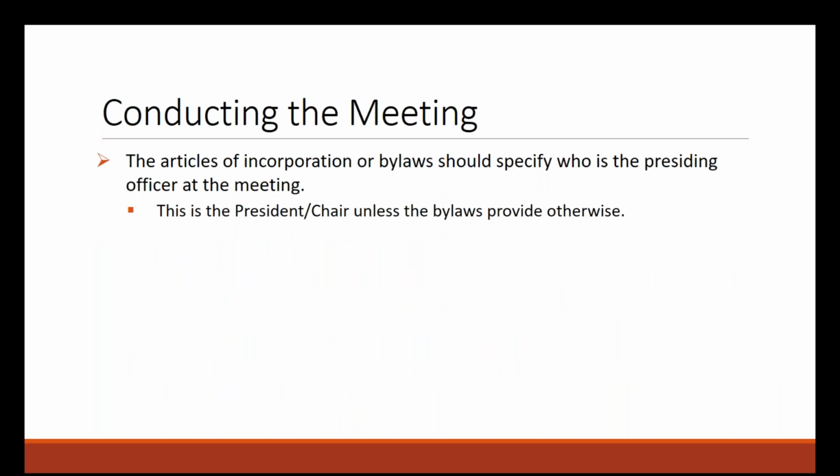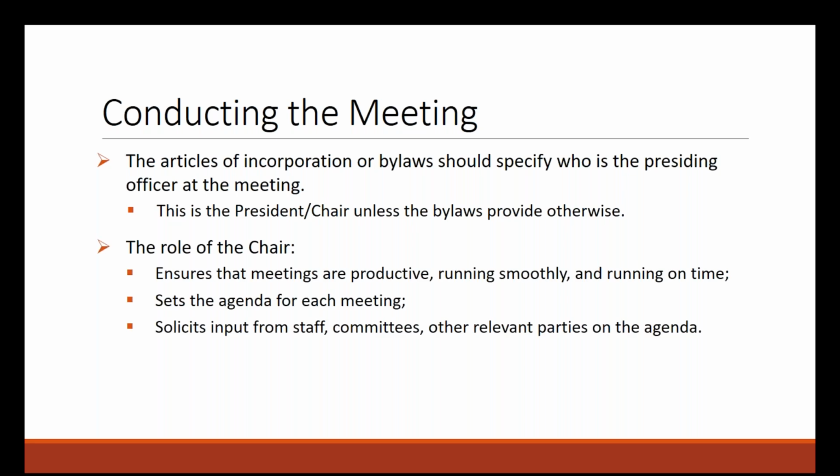So a little bit more about conducting your meetings. The articles of incorporation or your bylaws should specify who is the presiding officer at the meeting. This is generally the role of the president or the chair, depending on what you call this person, unless the bylaws provide otherwise. The role of the chair specifically is to ensure that the meetings are productive, running smoothly, and running on time. They're responsible for setting the agenda for each meeting. They solicit input from staff, committees, and other relevant parties on the agenda.